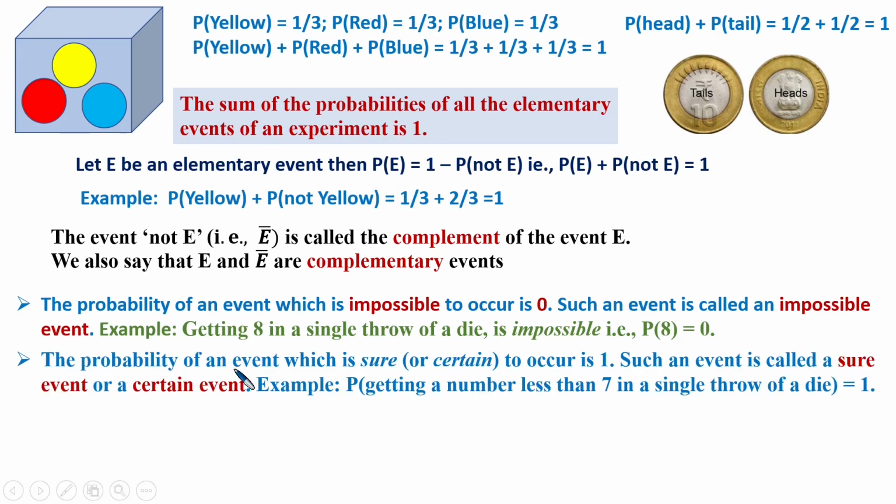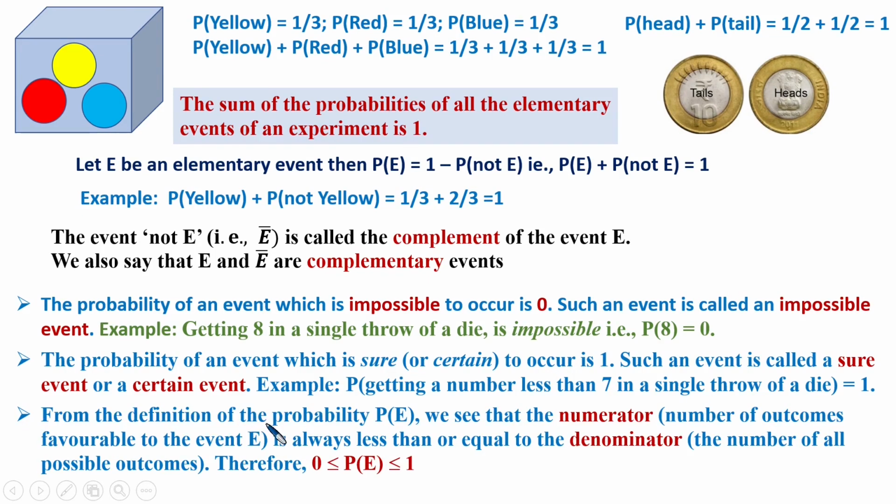Similarly, the probability of an event which is sure or certain to occur is always 1. So which you are sure that it will occur, the probability will be 1. Such an event is called a sure event or a certain event. Example, probability of getting a number less than 7 in a single throw of a die. So whenever you throw a die, definitely you will get a number from 1 to 6. So the probability of getting a number less than 7 will be 1.